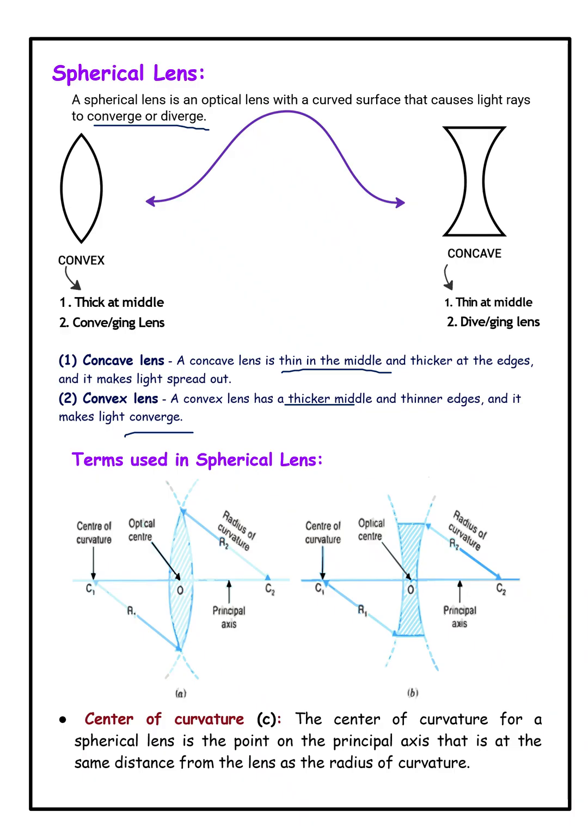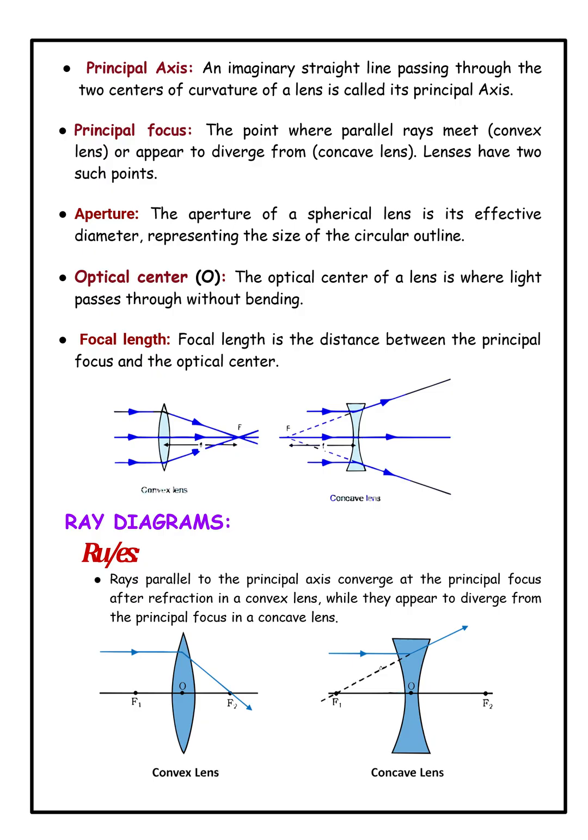There are certain terms which are used in spherical lens, which we have seen in the previous slides also, so that will help you understand these terms much more easily. First is center of curvature. For a spherical lens, it is the point on the principal axis that is at the same distance from the lens as the radius of curvature. Next we have principal axis. This is an imaginary straight line passing through the two centers of curvature of the lens. It is called the principal axis.